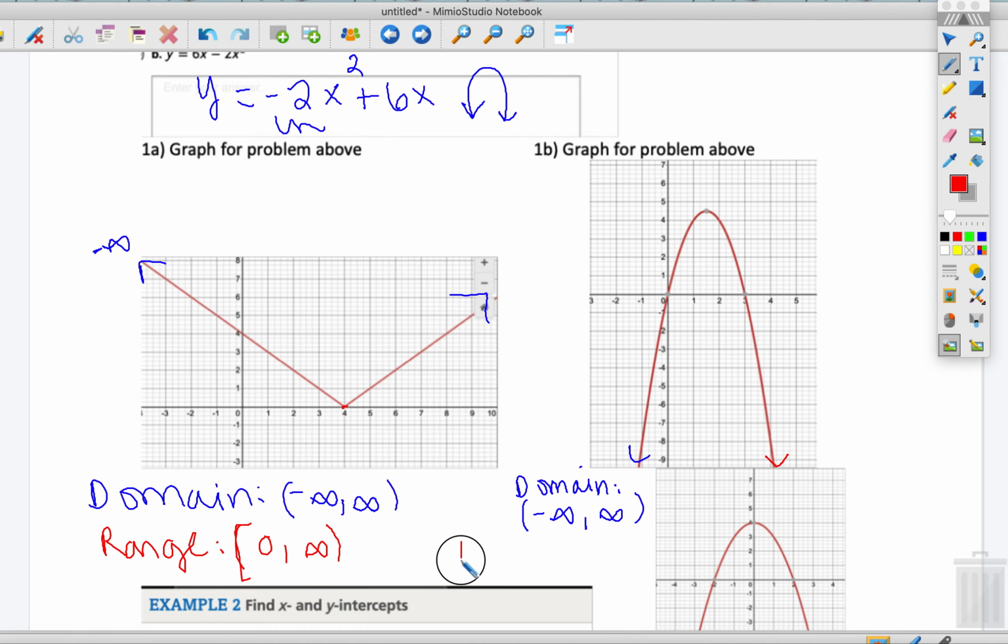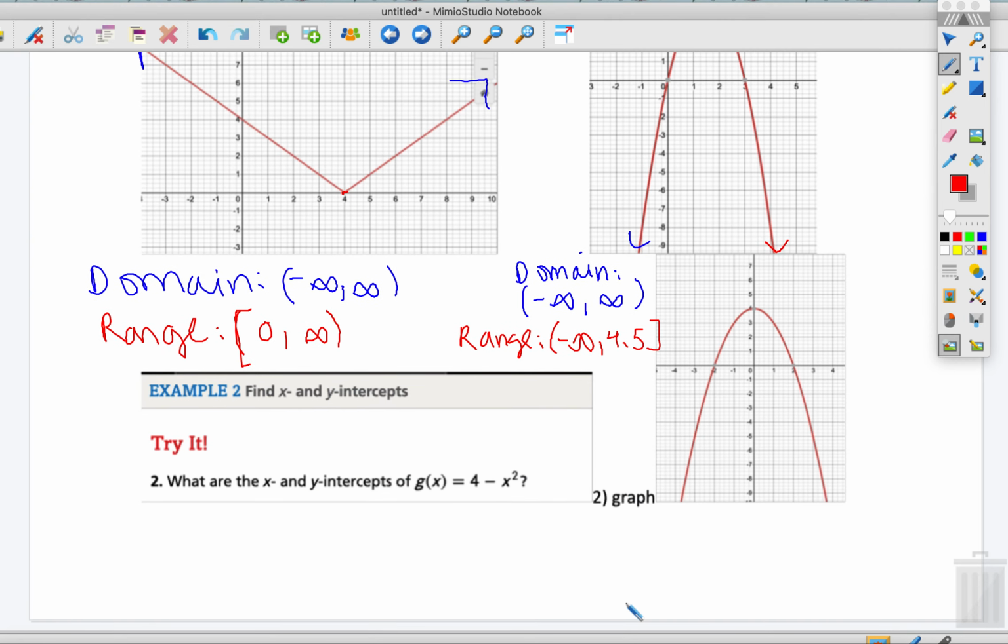Over here, our range, we are always going to touch a y value, always going to touch, always going to touch, until bam, up here, and that y value is 4.5. So we'll say negative infinity, because we're touching these really low y values, and we stop at 4.5.